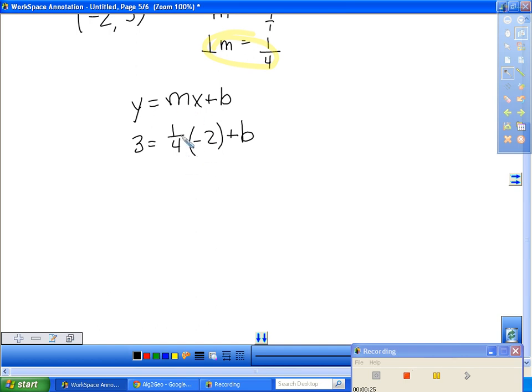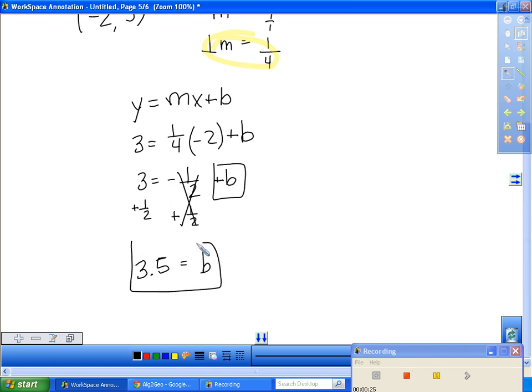So I simplify. 1/4 times -2 is going to simplify to -1/2 plus b. I can get rid of the 1/2 by adding 1/2 to both sides. This eliminates it and isolates my variable b. And 3 plus 1/2, we can just leave it as a decimal. You can leave it as a fraction if you prefer. But there is my y-intercept.